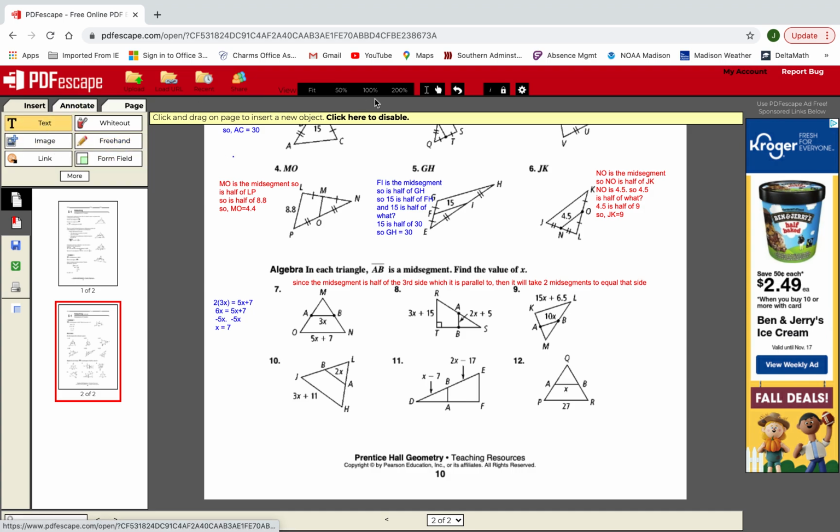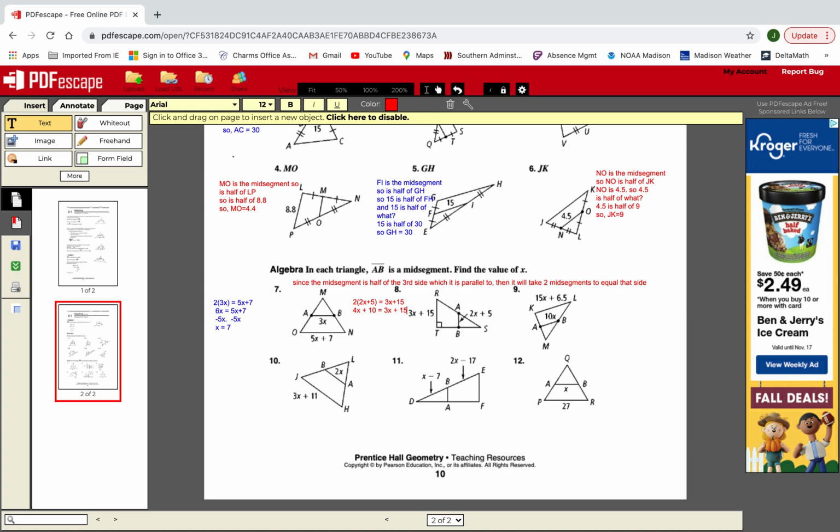Let's grab a different color here for number 8. Okay, so again, 2 of the midsegments equals the side that it is parallel to. So for 8, we have 2 times 2x plus 5, because that is the midsegment. 2 of those equals the third side, or 3x plus 15. I'm going to simplify here by distributing that 2 through the parentheses. 2 times the quantity 2x plus 5 is 4x plus 10 equals 3x plus 15.